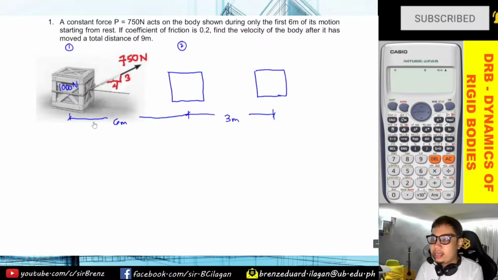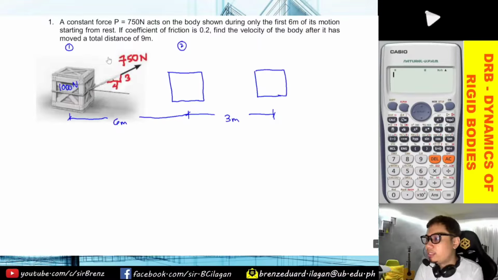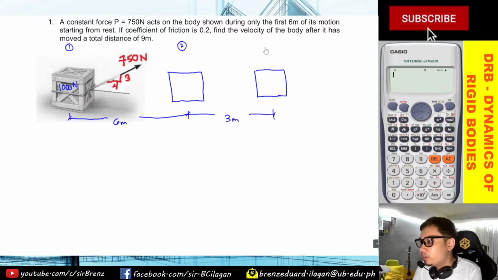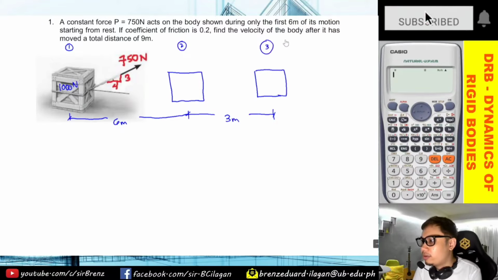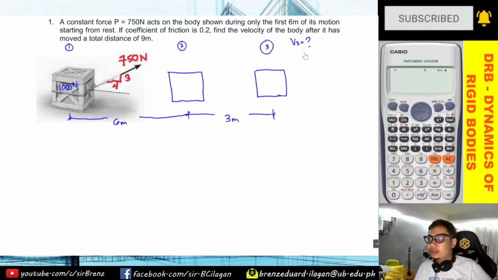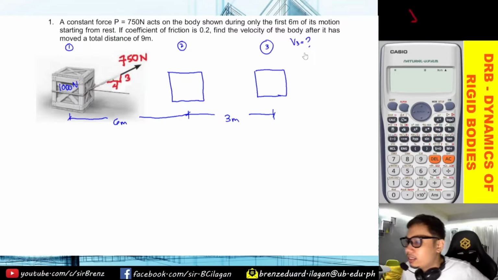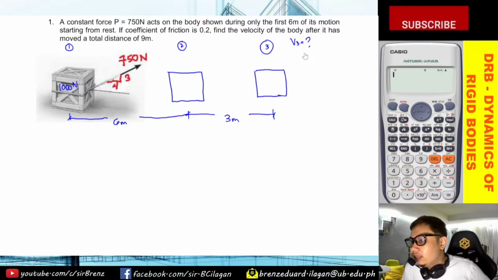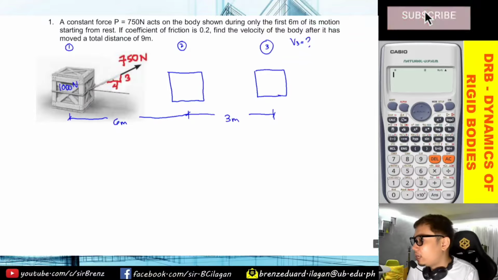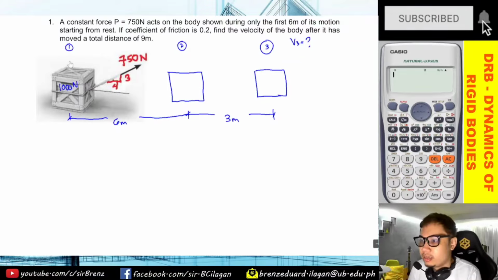Ayan. So, ang total niya, again, is 9 meters. So, what is required in the problem? So, let's name this first as our point 3. So, the required in the problem is to determine the velocity at point 3 or after the 9 meter distance traveled. Okay, so, ano nga yung sabi sa step-by-step process? So, una nga daw, gawa ka daw muna ng free body diagram.